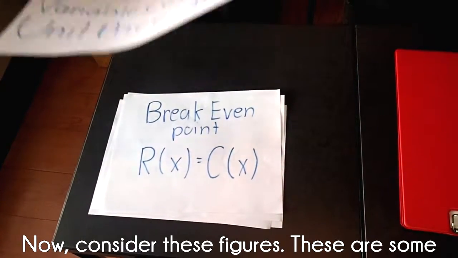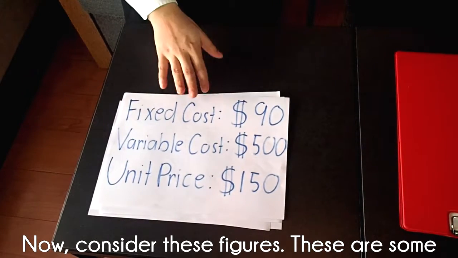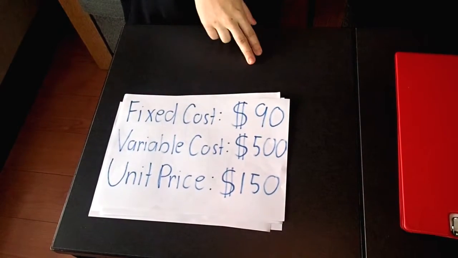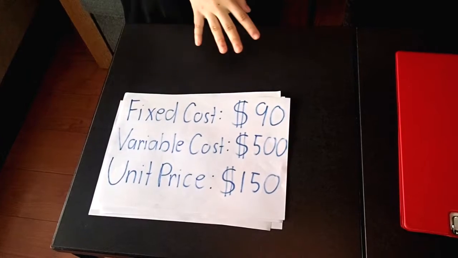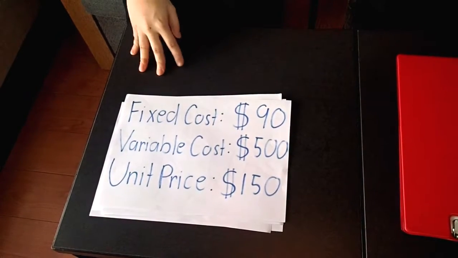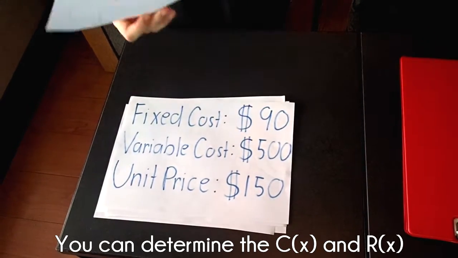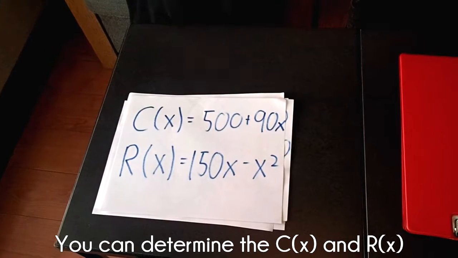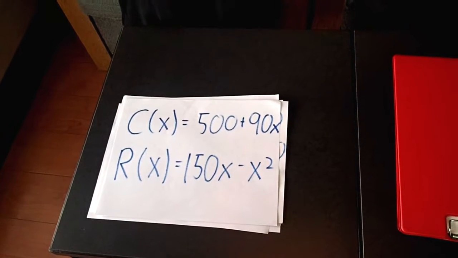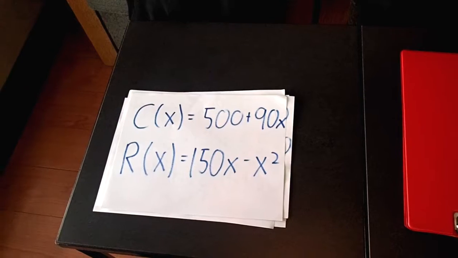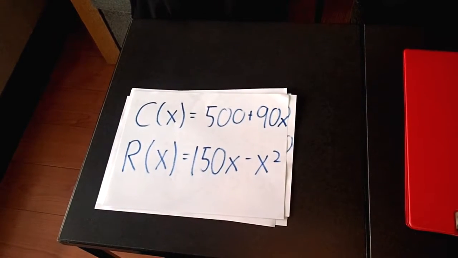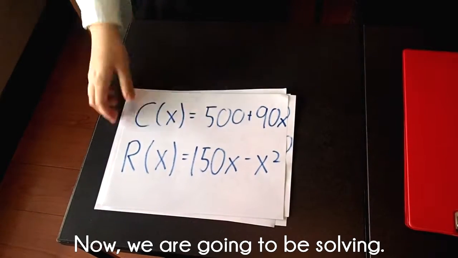Now consider these figures. These are some of the sales from our company. If the fixed cost is $90, the variable cost is $500, and the unit price is $150, you will be able to determine the C(x) and the R(x). The C(x) is 500 plus 90x, and the R(x) is 150x minus x squared. Now, we are going to be solving.